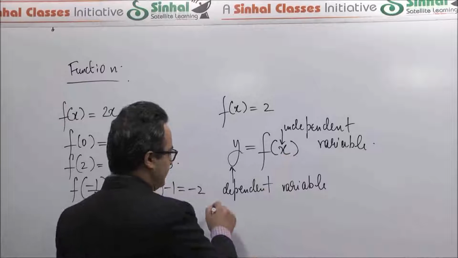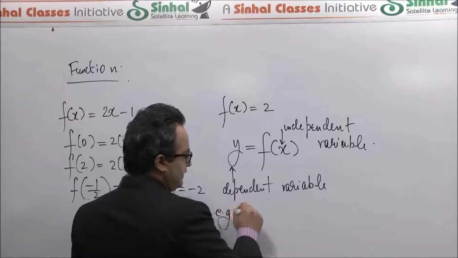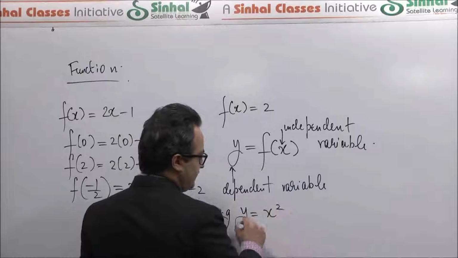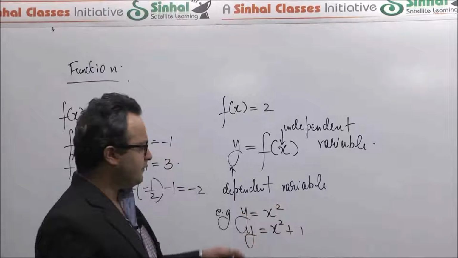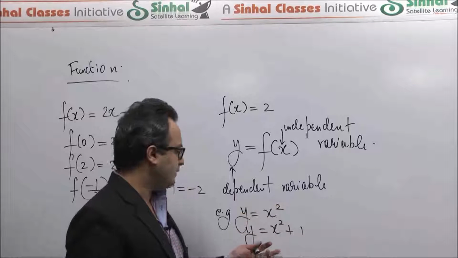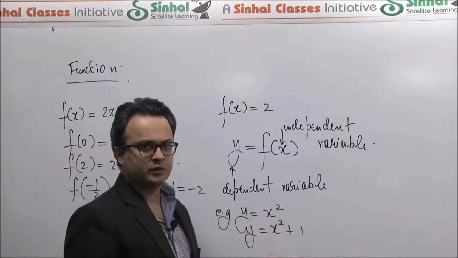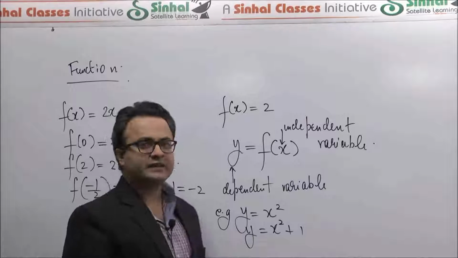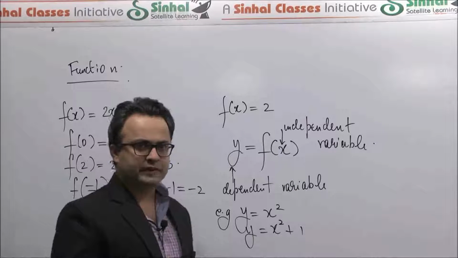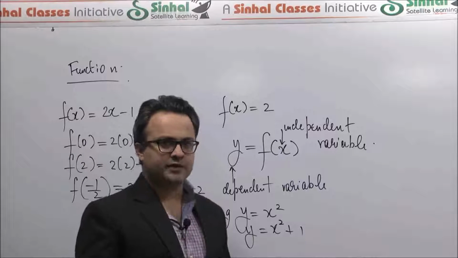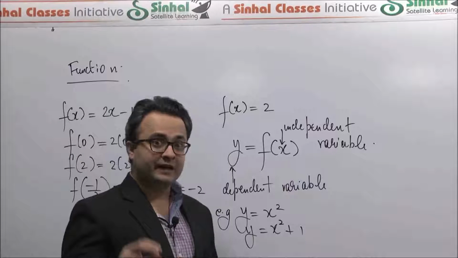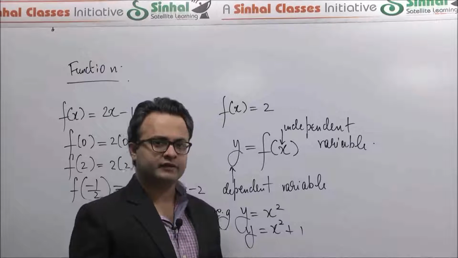As a simple example, if you have y equal to x square, and another function is y equal to x square plus 1, then for x equal to 0, y is 0 in the first, and for x equal to 0, y is equal to 1 in the second. So typically the value of the dependent variable will depend on two things: the specific values that the independent variable takes, and the value and the structure of the function.